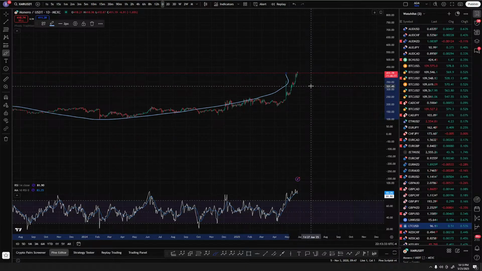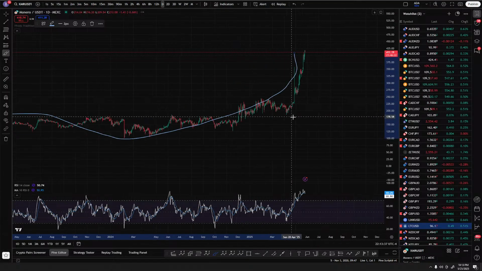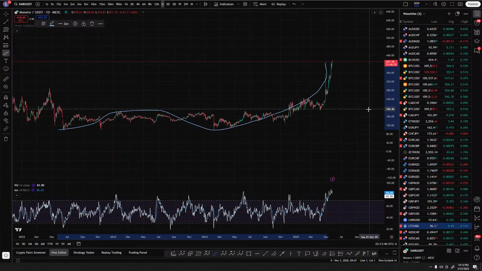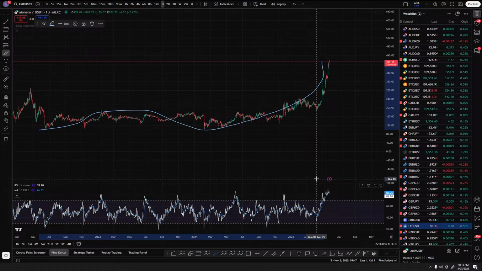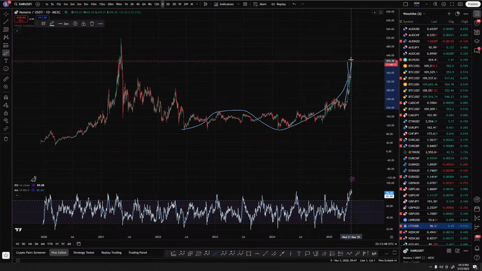So for me, Monero is a big time sell at this level. That's my take on Monero. That's what I'm seeing here. It's a sell for at least a correction minimum. But when have you seen the price action of Monero do this and then not do this?